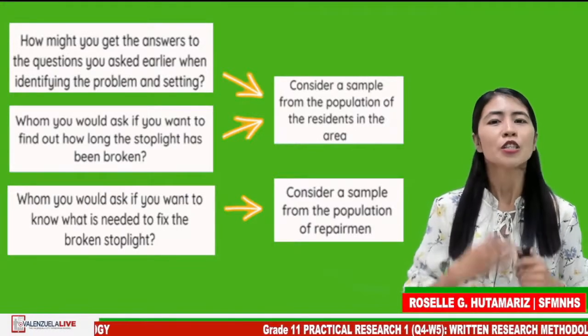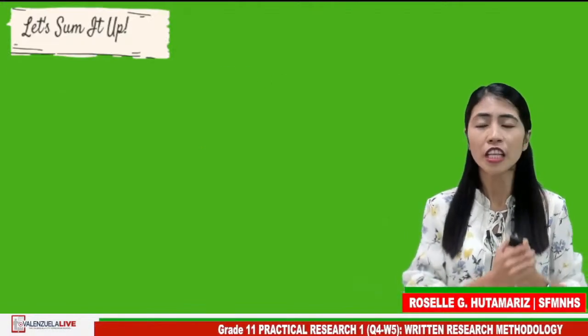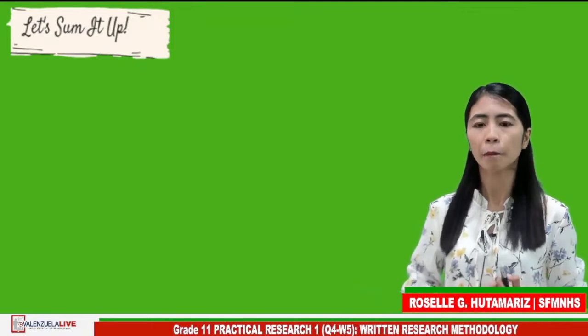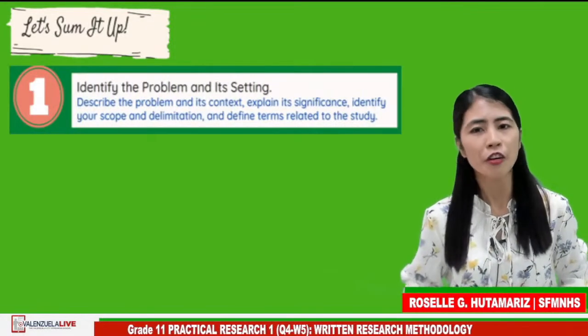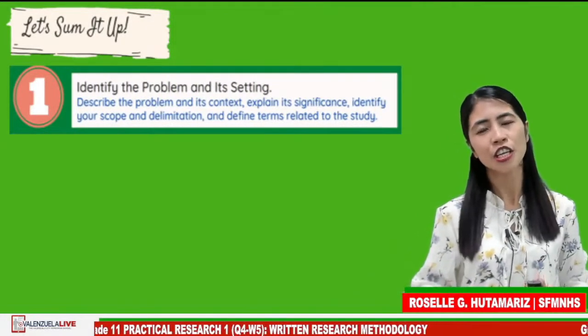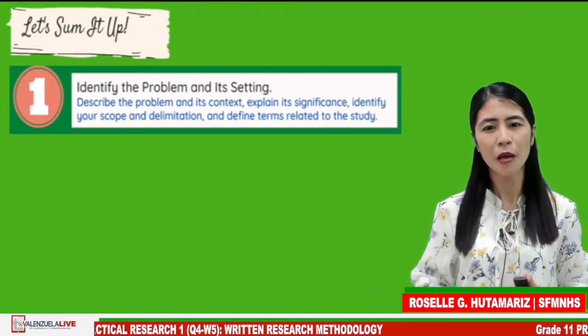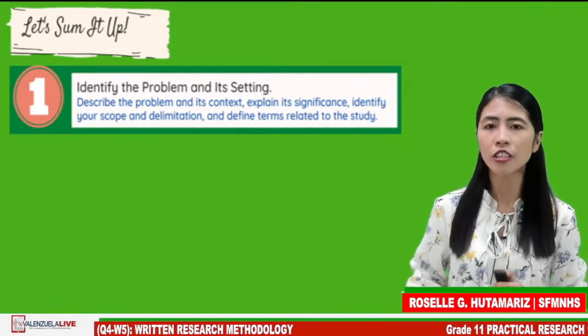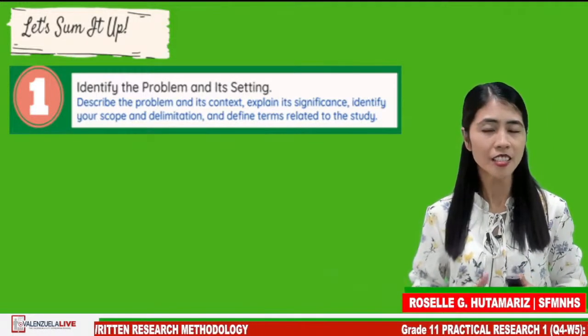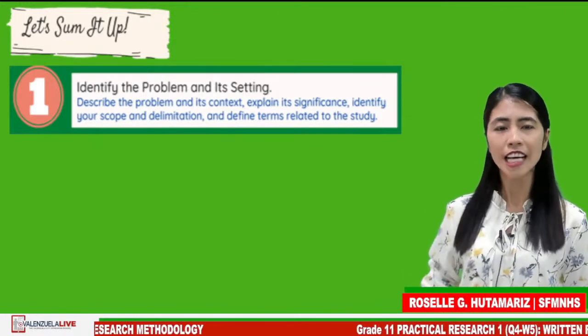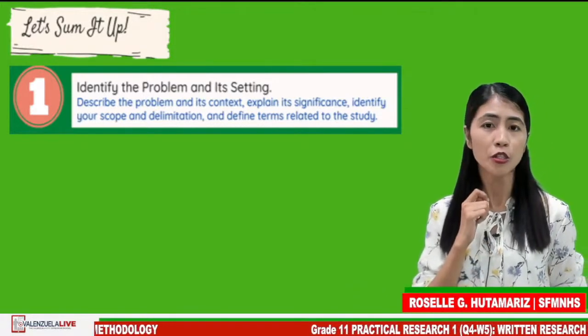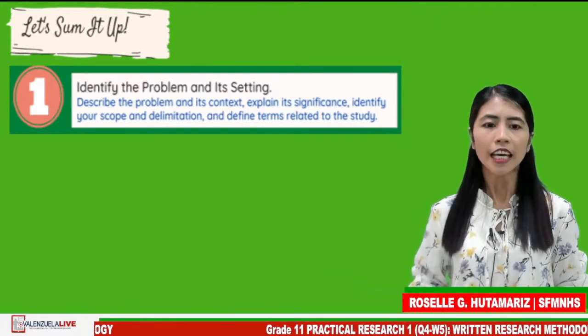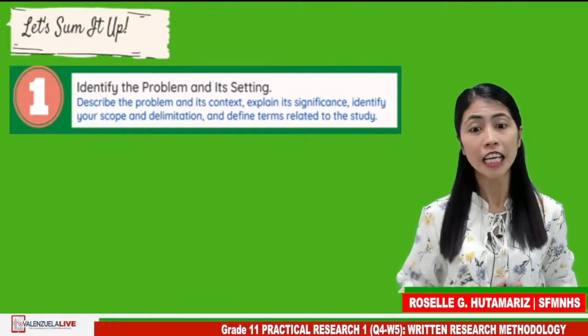All right, so let's do a recap of everything we have talked about so far. First, the first step in writing research is to identify the problem and its setting. In this chapter, you will describe the problem in its context, explain its significance, identify your scope and the limitation, and define terms related to the study.